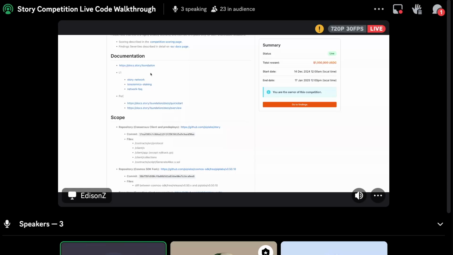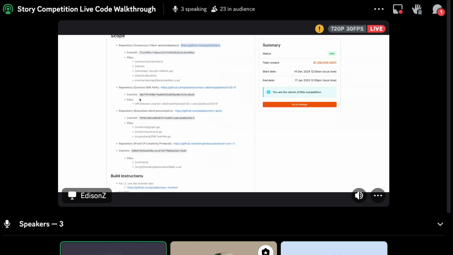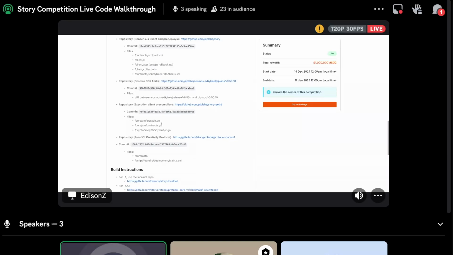Specifically, there are a few repositories. First is our consensus client, which is Story, PipeLabs Story. And the next one is our execution client. We forked Geth and made some modifications. We mainly added the IP graph precompile, and we have another precompile for the secp256r1 curve. This is basically to support EIP-7212 for the passkey. These are the changes we've made to the execution client.